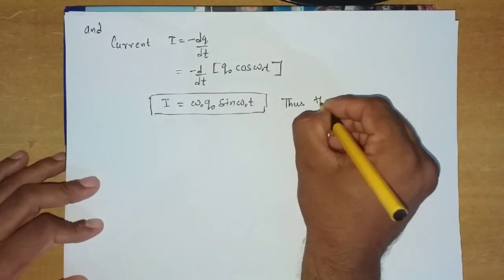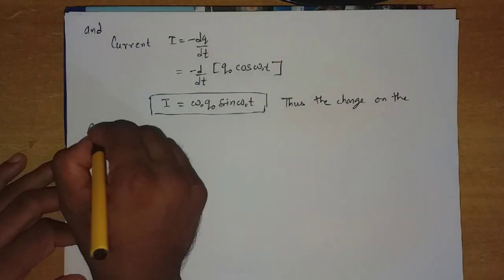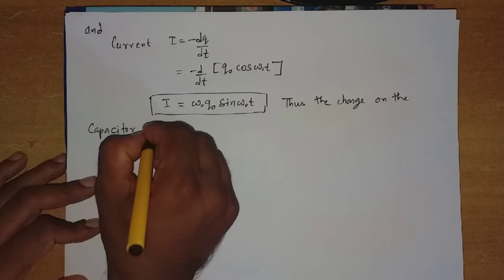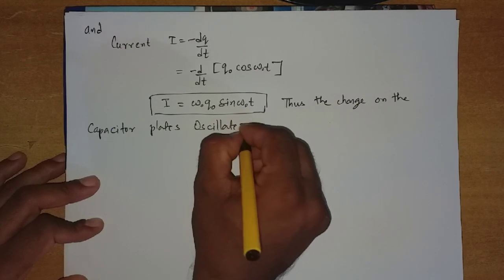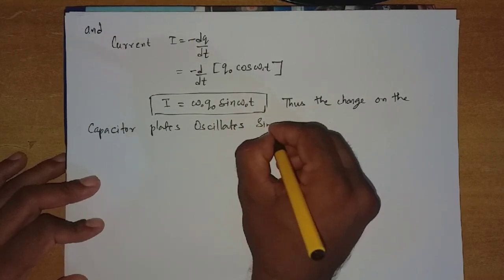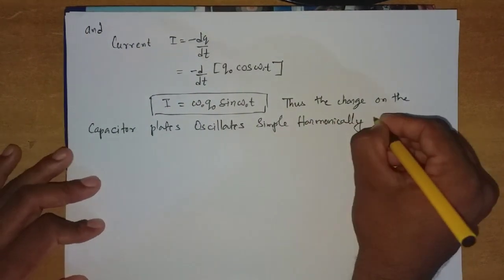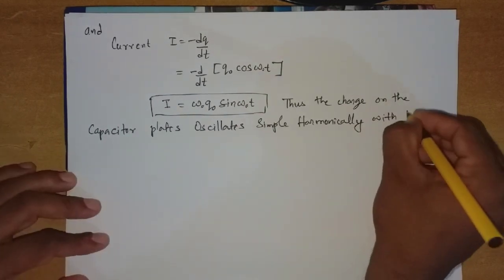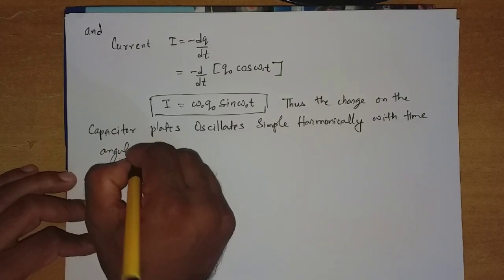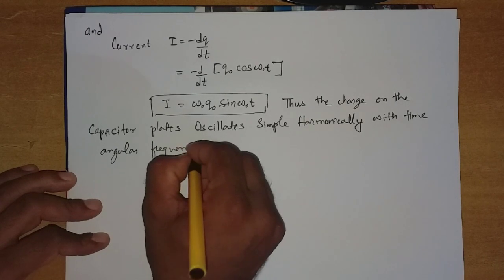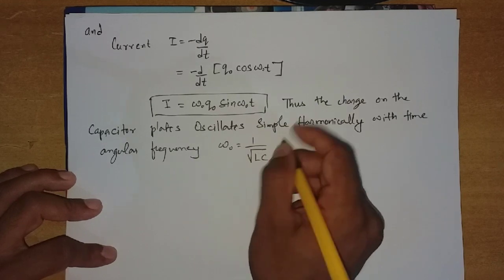Thus the charge on the capacitor plates oscillates simple harmonically with time. Angular frequency, that is omega naught, is equal to 1 by root LC.